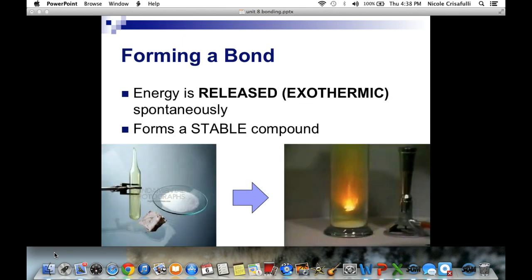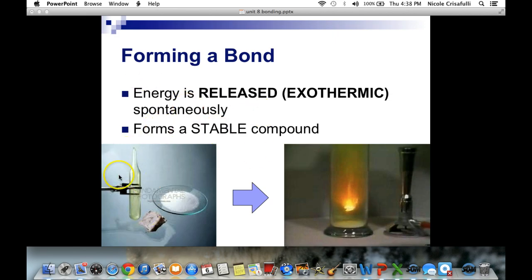So forming a bond. When you form a bond, energy is released, so we call that an exothermic reaction. Exo meaning to leave, thermic meaning heat, so it's a release of heat. And this happens spontaneously on its own. And when this happens, when we form a bond, it forms a stable compound.